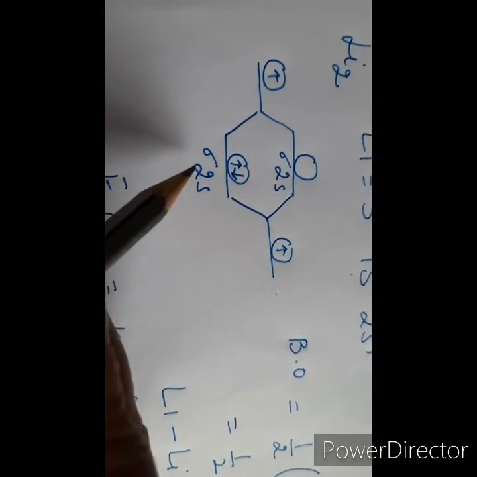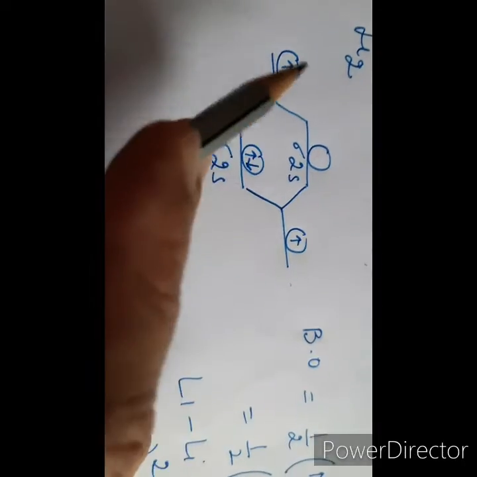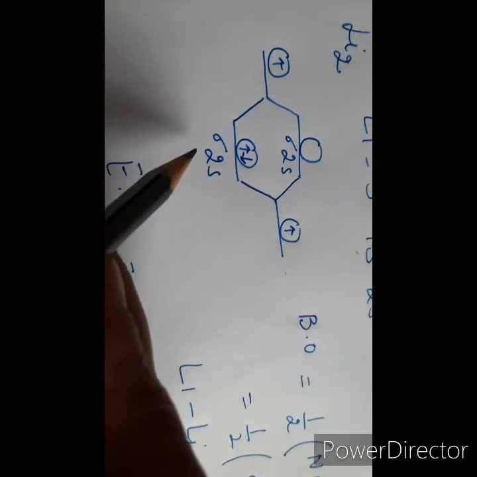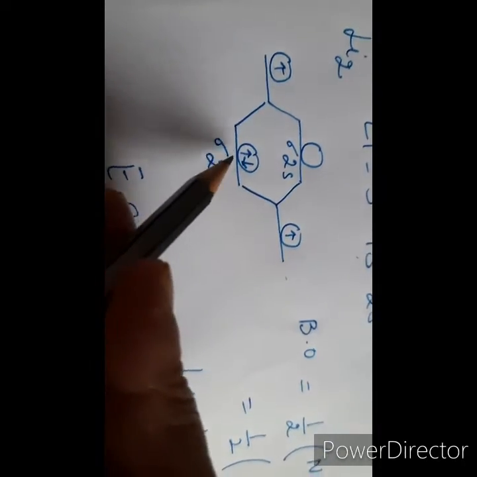Now this is the molecular orbital formed by the joining of these atomic orbitals. So sigma 2s, as there are 2 electrons, we'll put them here.